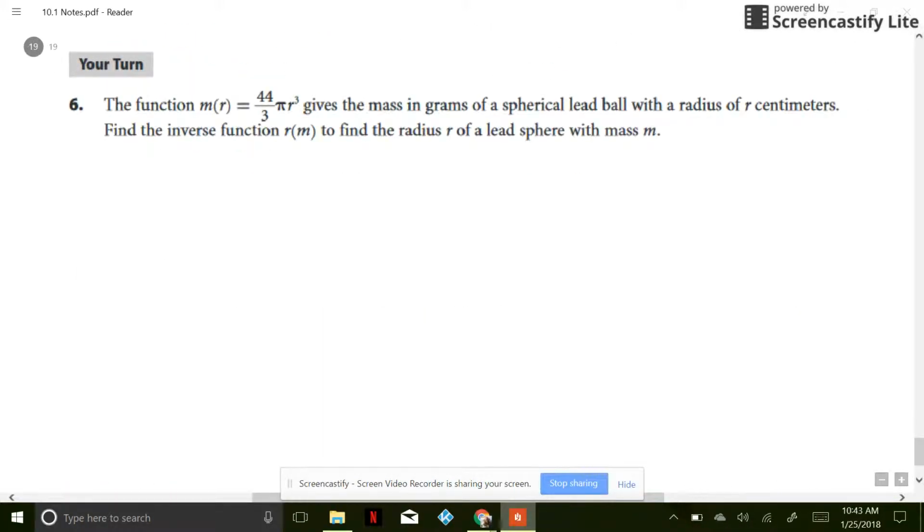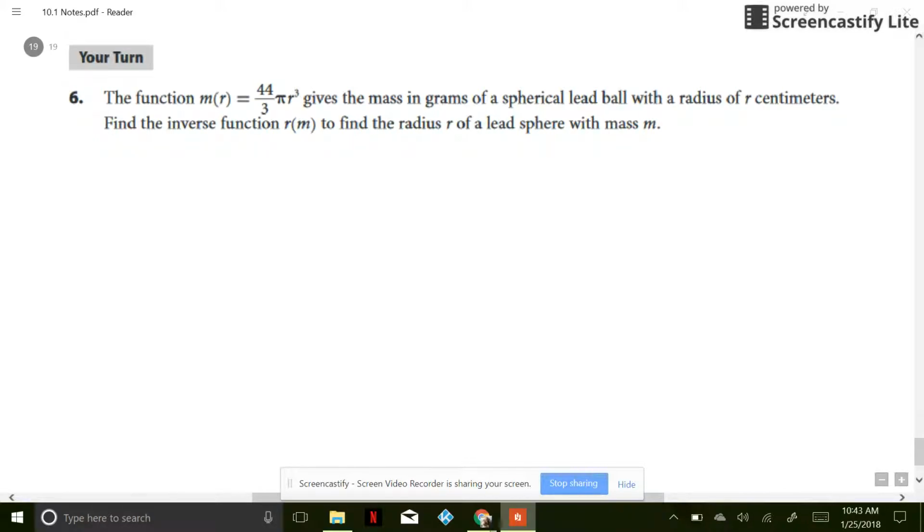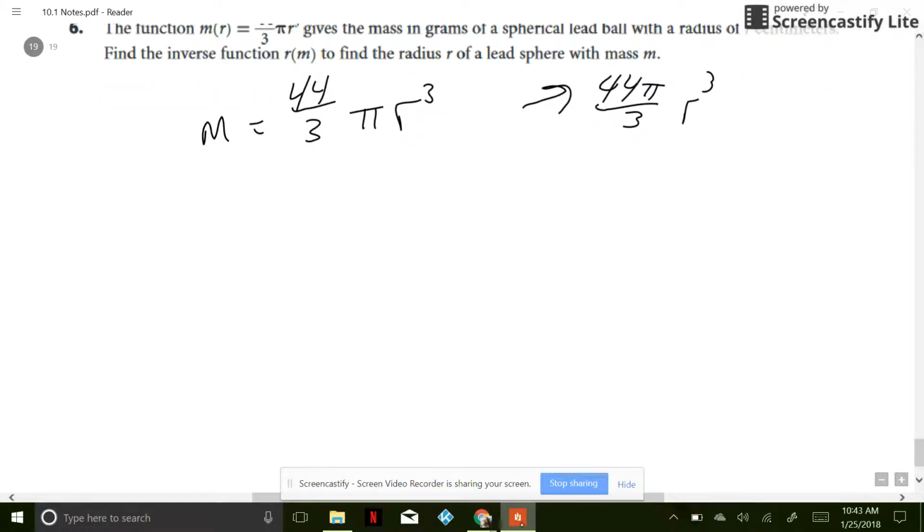So just one last problem to work through here. The function m of r is 44 over 3 pi r cubed, which gives the mass in grams of a spherical lead ball with a radius of r centimeters. Find the inverse function to find the radius r with a mass of m. So replace m of r with m. Now we need to divide by 44 over 3 pi. So again, this is the same thing as 44 pi over 3 times r cubed.